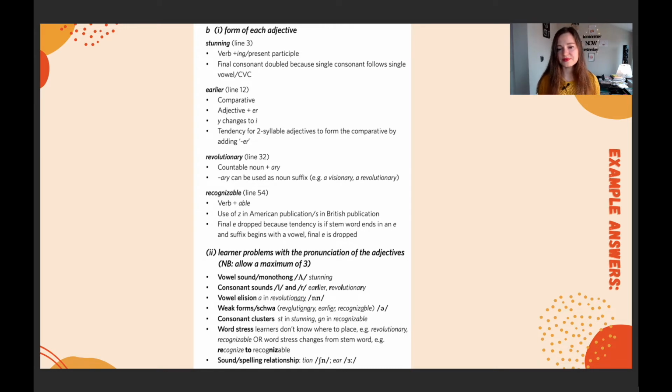As for the word stress, learners don't know where to place it, for example, in revolutionary, recognizable, or where word stress changes from the stem word, as we mentioned previously, for example, recognize to recognizable. Sound-spelling relationship: suffix -tion will be /ʃn/ and -ear will be different. So in this case, we can see that spelling relationship can be a challenge.